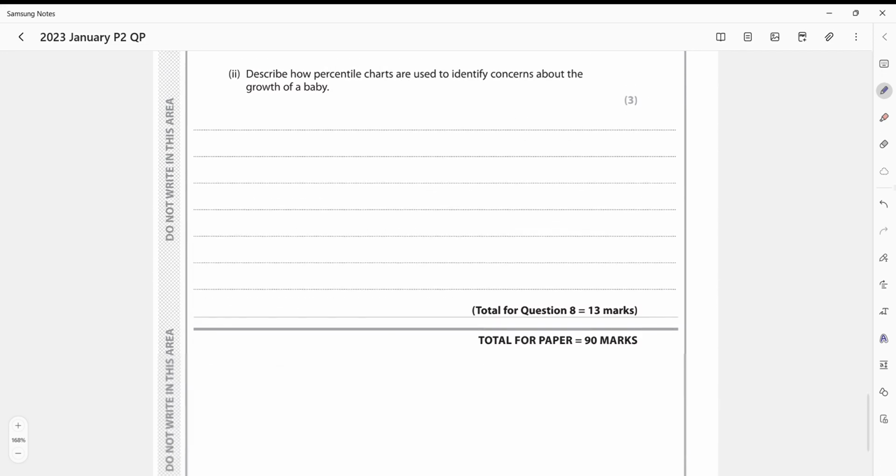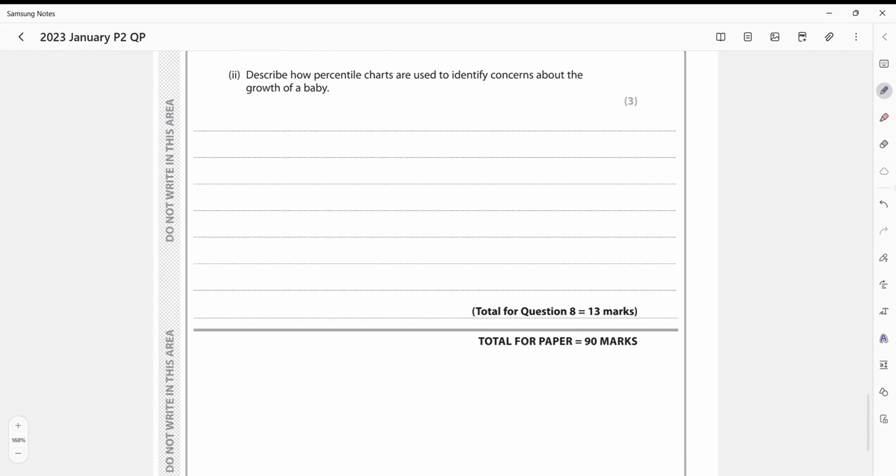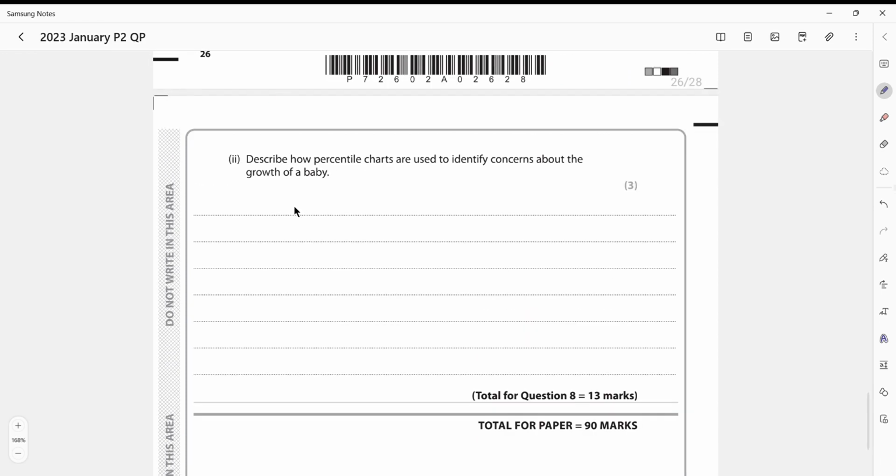Okay, last part, part 2. Describe how percentile charts are used to identify concerns about the growth of the baby. So it's very important to weigh the baby regularly and compare it with other babies their age, to make sure that nothing wrong is happening with them, because if their mass is too high or too low, then that might be an indication of something concerning happening with the baby.